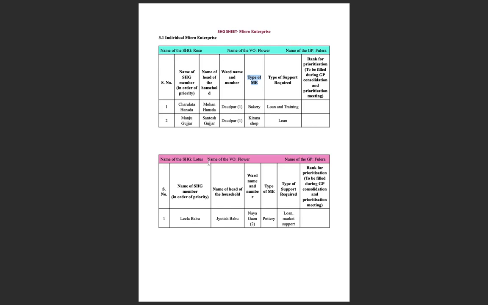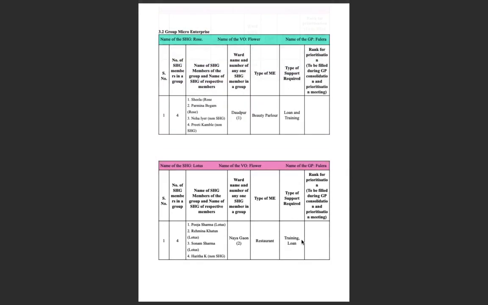In the Lotus SHG from Flower VO, the SHG member who wants to take up individual micro enterprise is Leela Babu, the head of the household is Jyotish Babu, the ward name and number is Naya Gaon, the ME that she wants to take up is pottery and they want loan and market support. Again, the rank column has to be left blank.